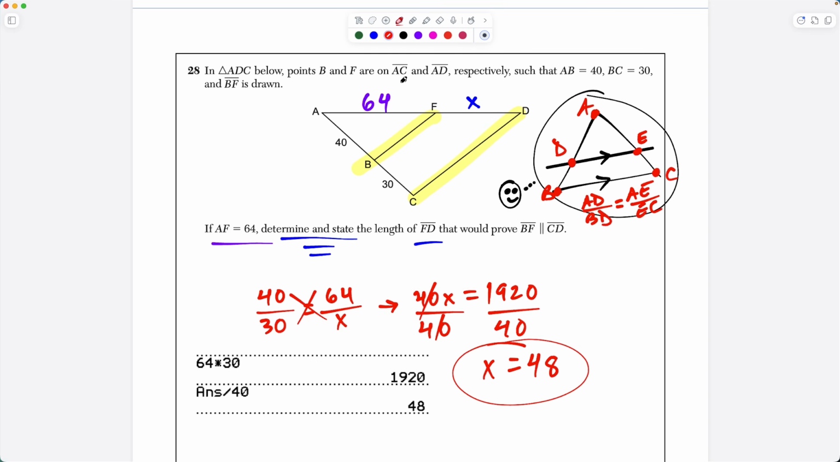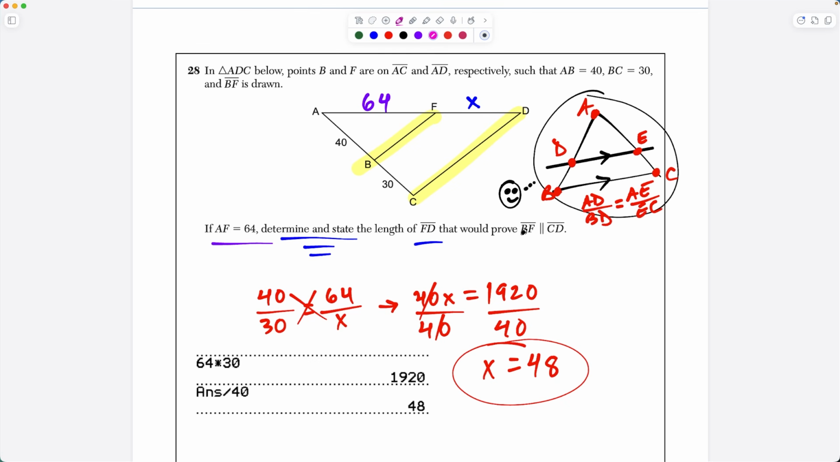Now, one thing I want to point out before we move on, the most common mistake with this type of question. If the 40 and 30 were over here, but let's say the 64 and the X were over here, then we cannot set this proportion up like this. The side splitter theorem only applies to the sides being cut. So notice here, the sides being cut are AC and AD, and the numbers and the variables are on those sides that are actually being cut. If 64 and X were on the parallel lines, then we cannot apply this proportion. That's one of the most common mistakes with the side splitter theorem, but what we have here is fine.